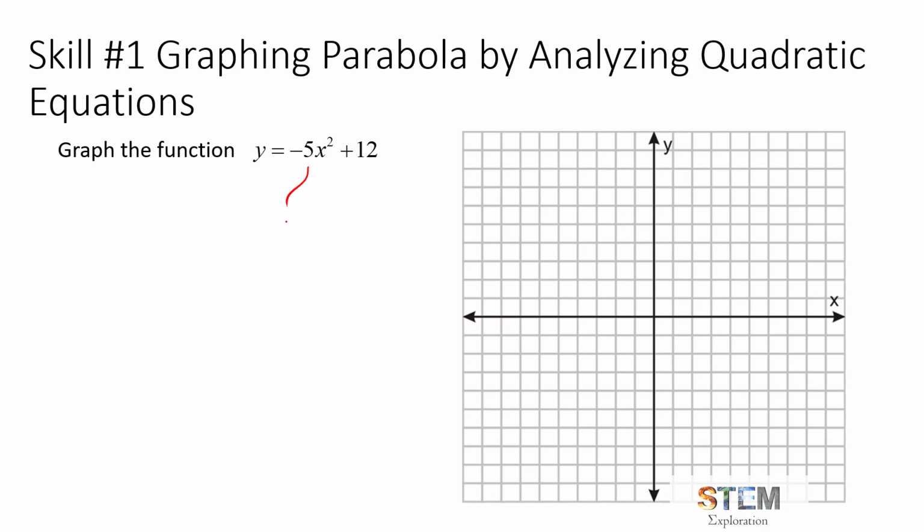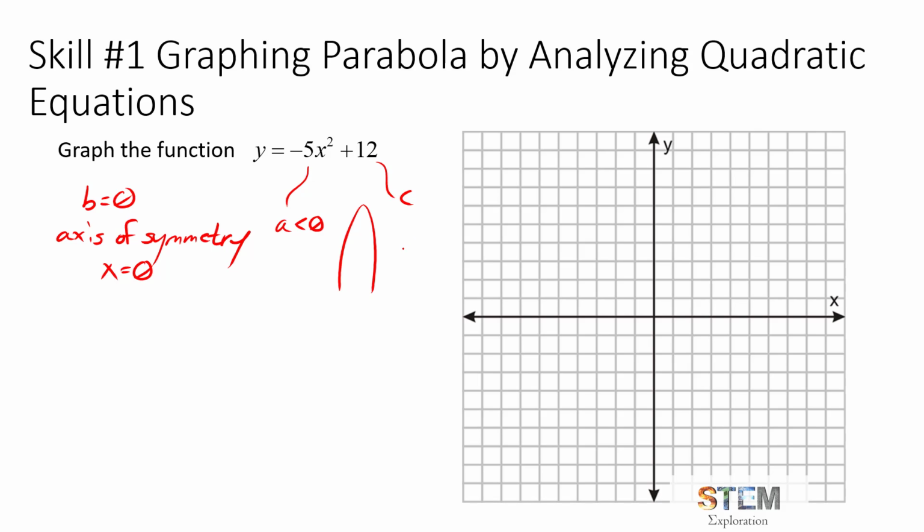Again, I see the a term is less than 0. So that tells me that it is downward sloping, and it's pretty steep because now the term is larger in magnitude, and we'll talk about how we can figure that out pretty quickly. B is equal to 0, so the axis of symmetry is equal to 0. And our C term is equal to 12.